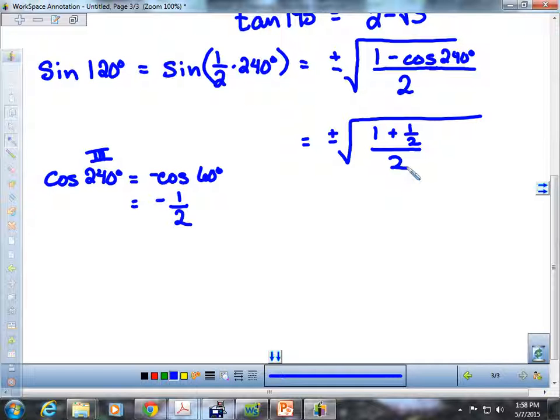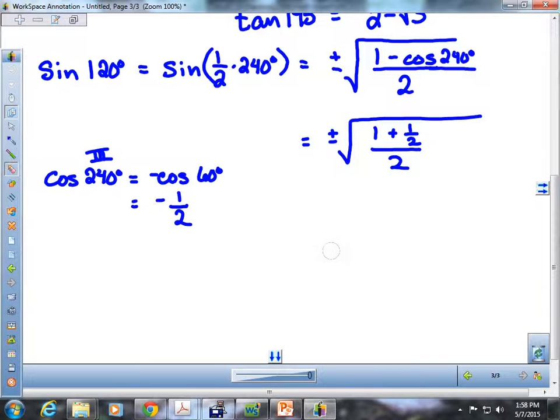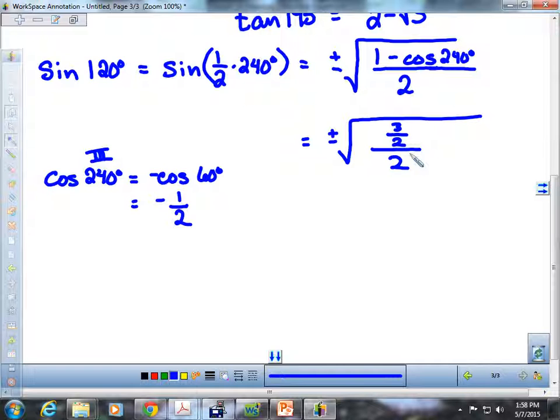I can change 1 to anything over the same thing. Really, again, we want it to be what over what? Okay, so 2 plus 1 is 3 over 2. And 3 over 2 divided by 2. Dividing by 2 is multiplying by 1/2. So 3 over 2 times 1 over 2 is 3/4. Positive, negative, radical 3/4. Okay. Which is positive or negative radical 3 over 2. The 4 comes out as a 2.